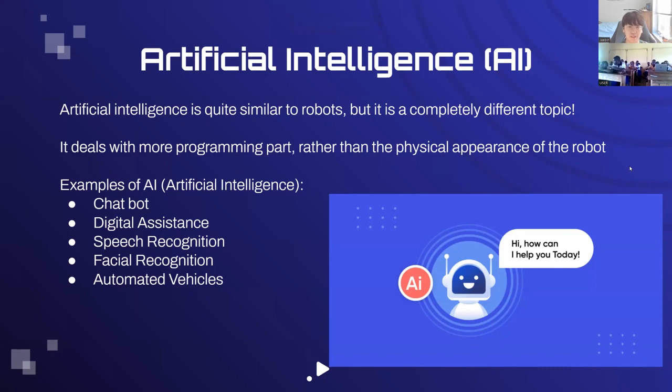And next is artificial intelligence, or AI. So AI is quite similar to robots, but it is a completely different topic. So basically AI deals with more of the programming part rather than the physical appearance of the robot. So examples of artificial intelligence, or AI, are chatbots, digital assistants, speech recognition, facial recognition, and automated vehicles.